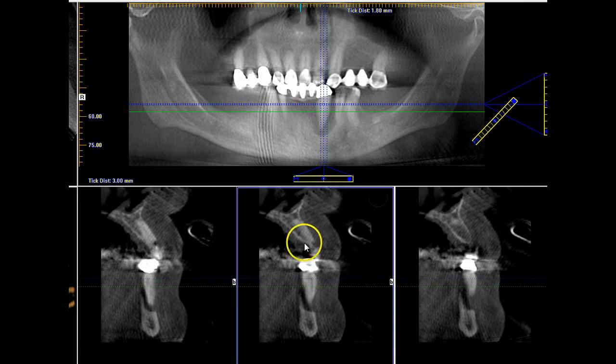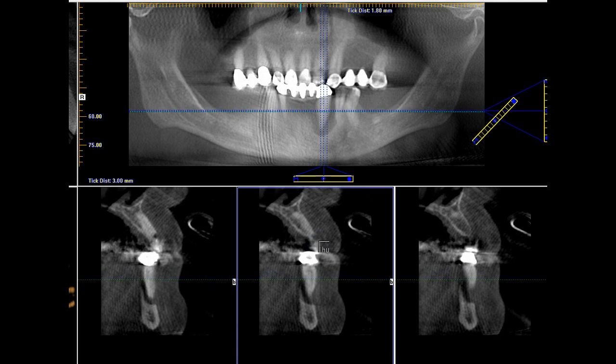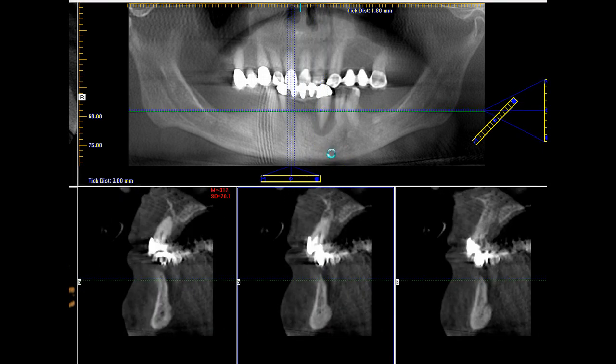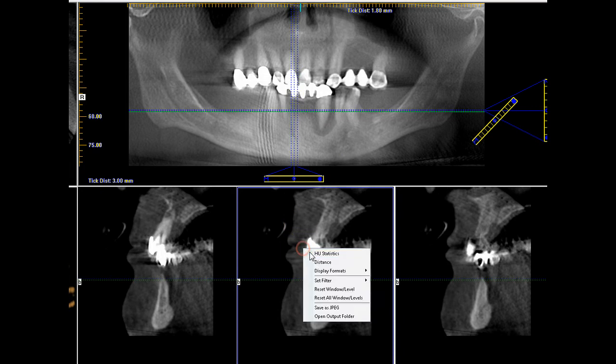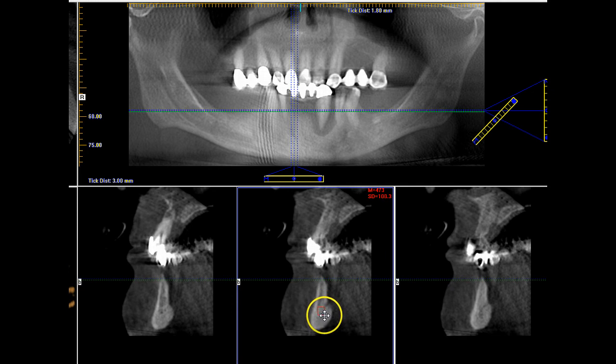Let's remove that, and let's go to the other side, the somewhat healthy side, and compare our numbers here. So here again, from the Misch classification, we expect more of a D1, and you can see the numbers are in the 500, 600 area. So this is where the D1 would be. So before I even do the surgery, I know what to expect.